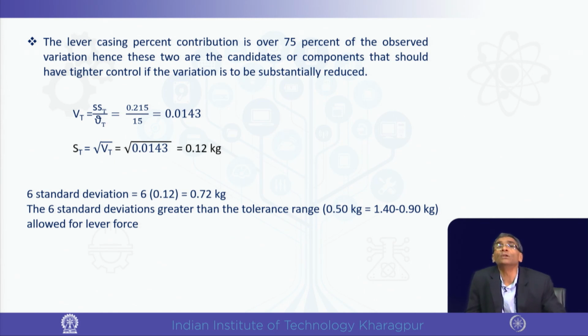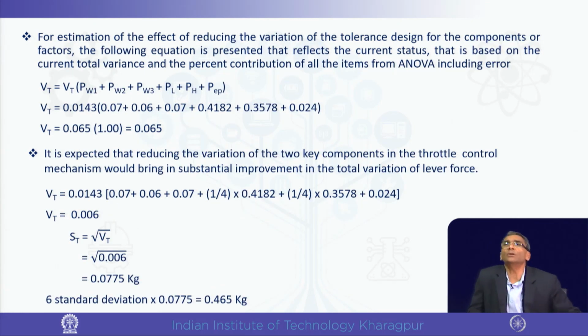So, what do we do? We tighten the tolerance, as I just said. So, how do you tighten the tolerance? We put a factor of 1/4. To some extent, you can call it a trial and error method. So, we multiply those two only, rest all will remain the same. We are reducing their influence on the variance. So, we will see what the variance becomes.